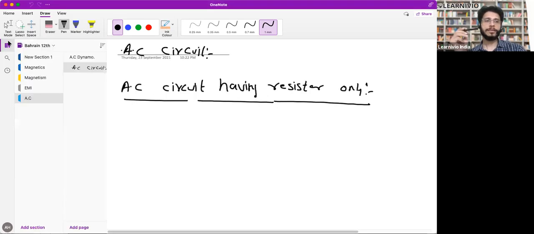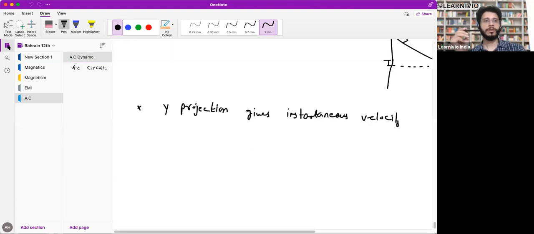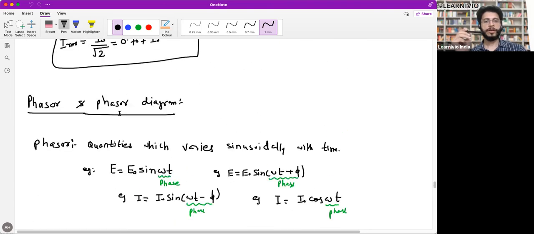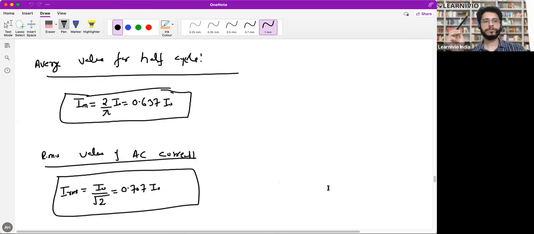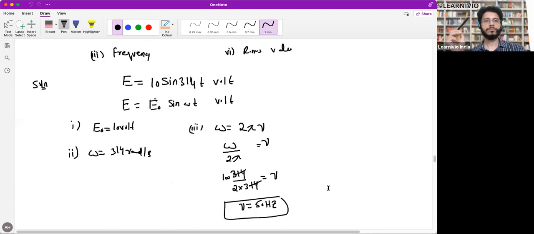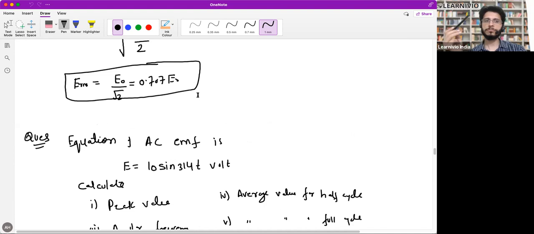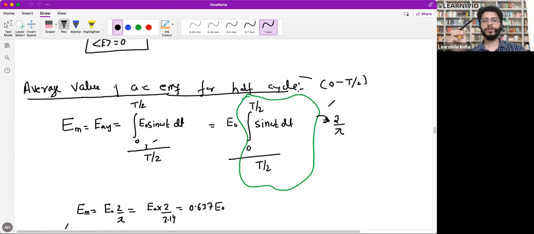Like in the last lecture, we did almost all quantities which were sinusoidal. We write EMF, E naught sine omega t. There is a sine in the equation, which means it's a sinusoidal variation. I write I naught cos omega t, that is also a sinusoidal variation. Either you have sine or you have cos. Here also, 10 sine 314t is a sinusoidal variation. Wherever you have sinusoidal variation, it's a phasor.